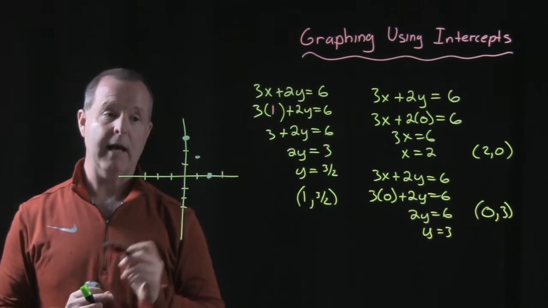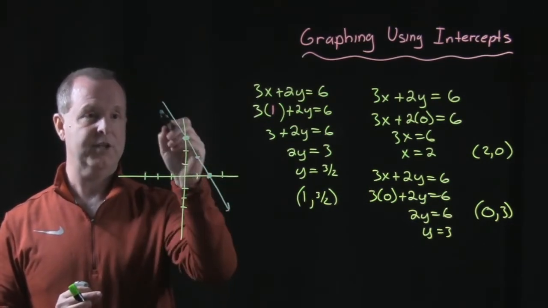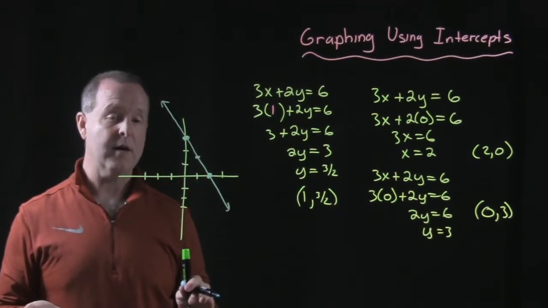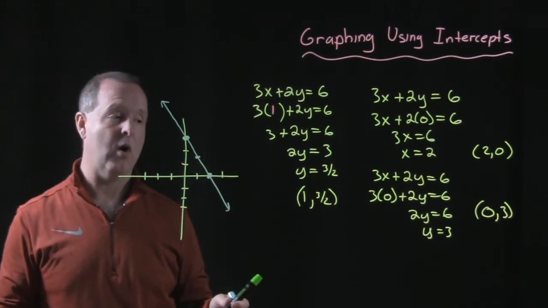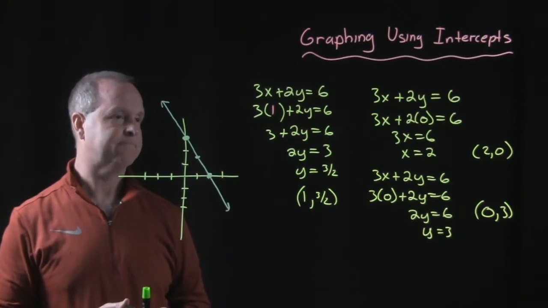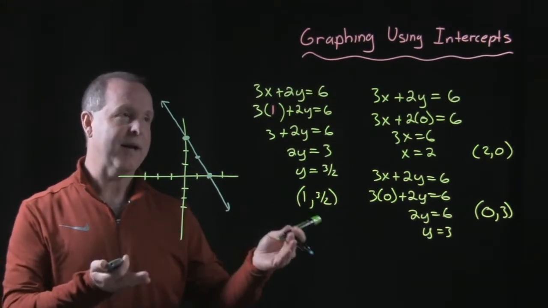And it does look like this line, if I were to draw a line through the intercepts, also catches my test point. If I had 3 points that were not on the line, then I knew I would have made a mistake somewhere and I would have graphed the wrong line. So it's a good idea to do a test point if you can. So that's kind of how we graph lines by using intercepts.